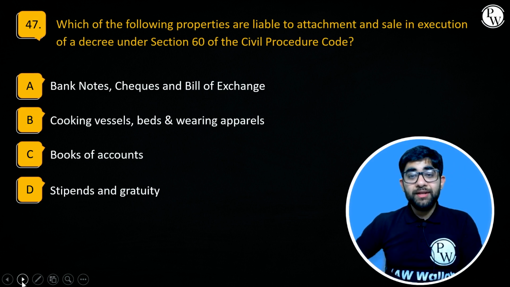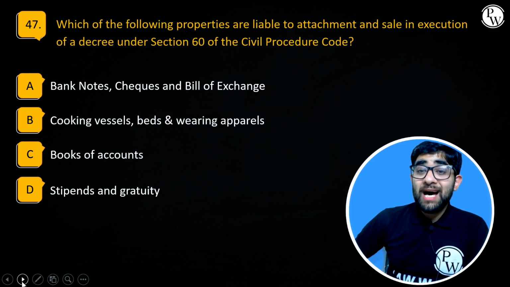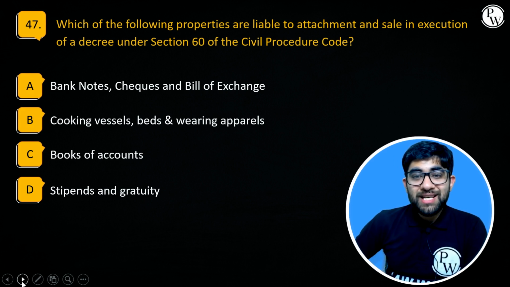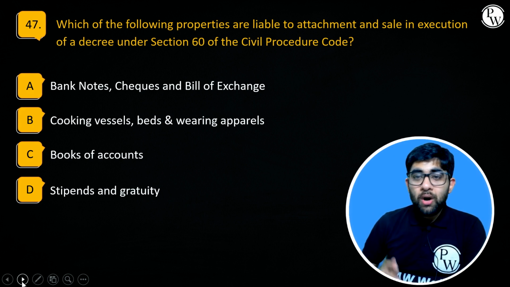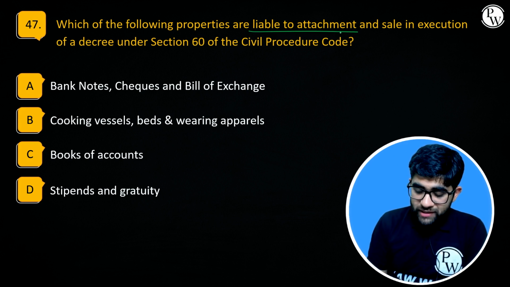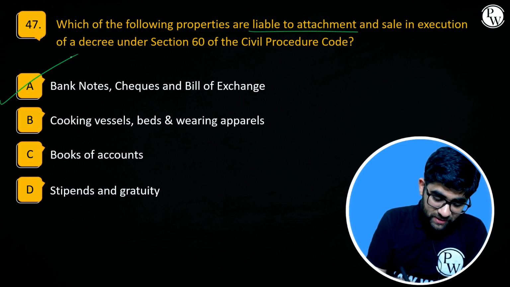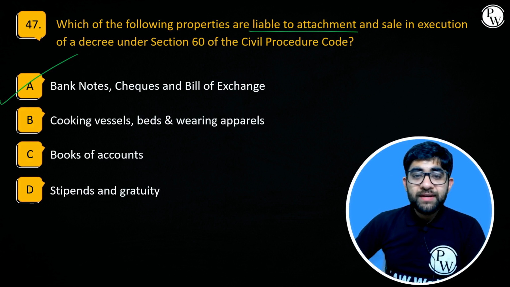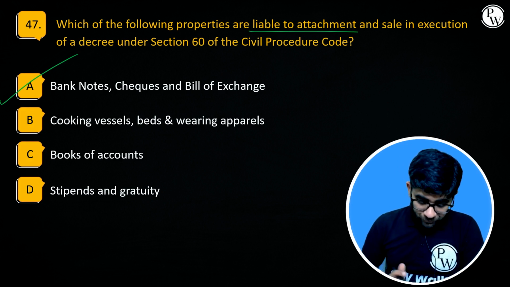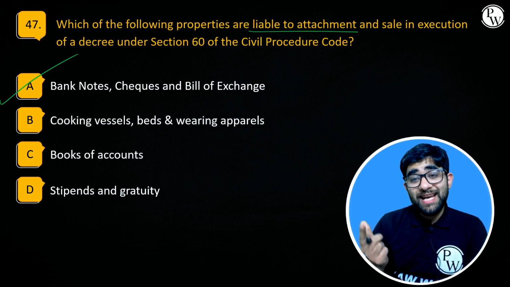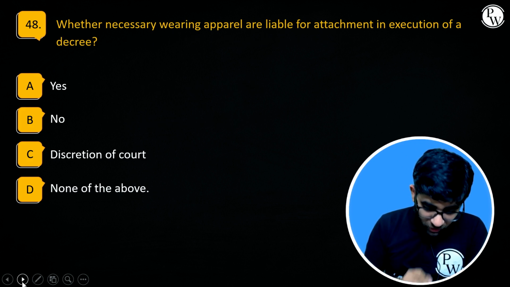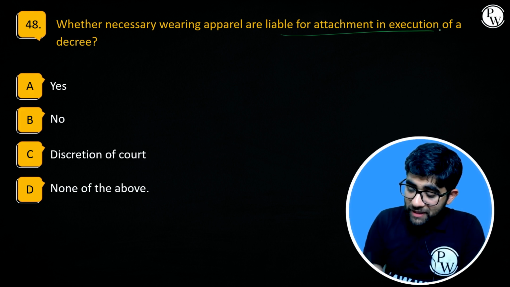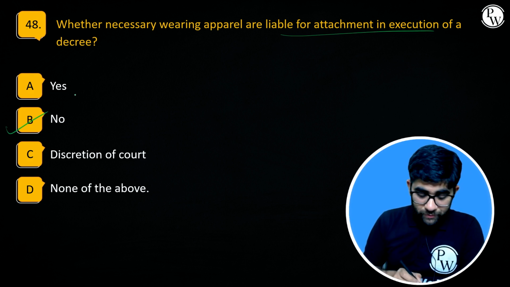Next, 47th. Which of the following properties are liable to attachment and sale in execution of a decree under section 60 of the Civil Procedure Code? Now they are liable to be attached. Banknotes, checks, and bills of exchange. Yes, this is the correct answer. Stipends and gratuity? No. Cooking vessels? No. Books of accounts? No. So the answer is banknotes, checks, and bills of exchange. 48. Whether necessary wearing apparel are liable for attachment in execution of a decree? No.